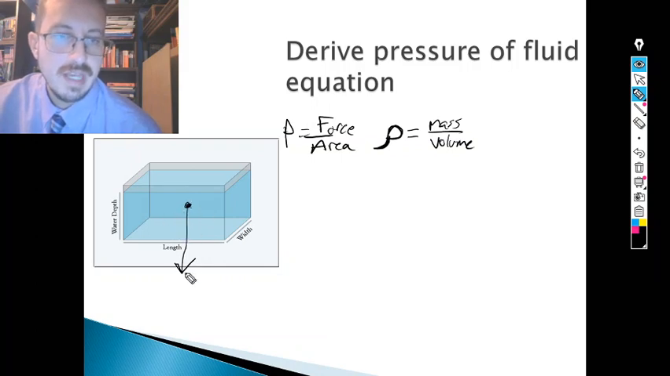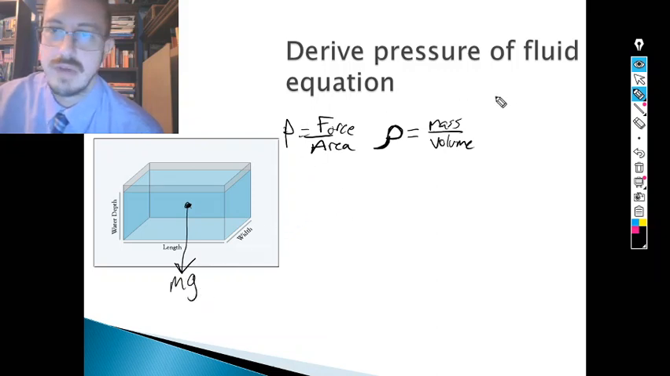And so a tank of water has weight, right? Because it has mass, it has weight. And this is how we introduce g into this equation. Remember that we're deriving the equation that the pressure is equal to density times the acceleration due to gravity times height. So let's see where that comes from.